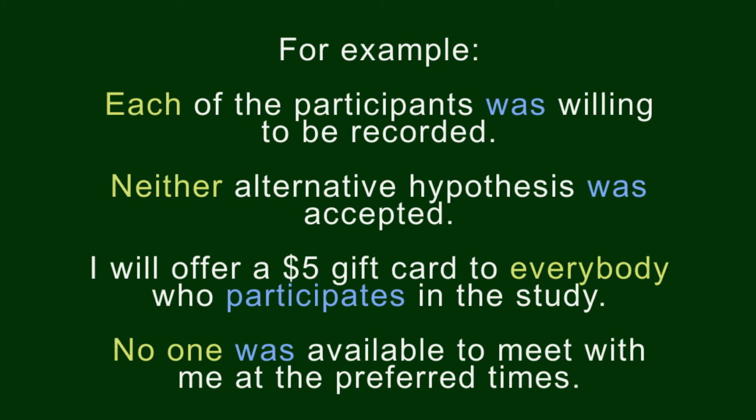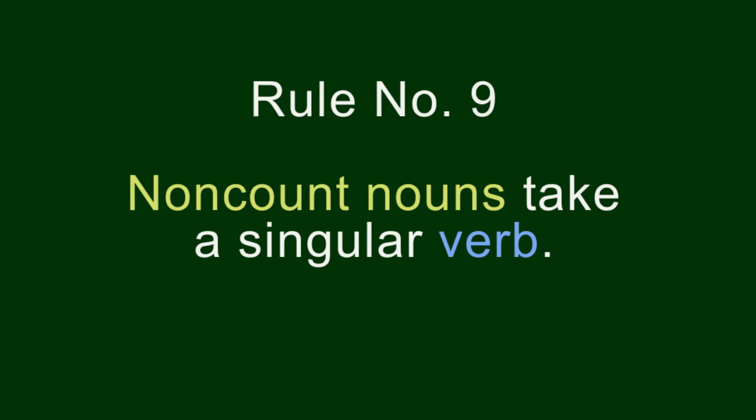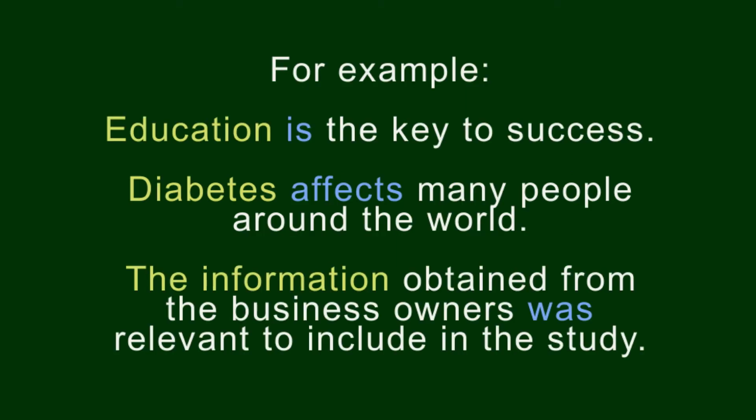Another example, no one was available to meet with me at the preferred times. So no one was. Next rule, non-count nouns take a singular verb. Non-count meaning something that you cannot quantify or something that you cannot literally count. For example, education is the key to success. Education being a concept that you cannot count or quantify is a non-count noun. Therefore, we use a singular verb. Next, the information obtained from the business owners was relevant to include in the study.